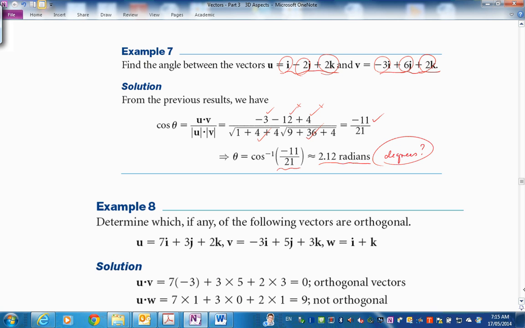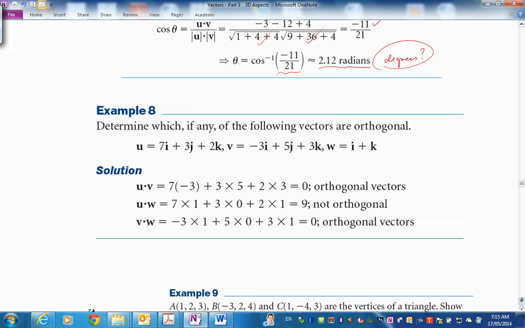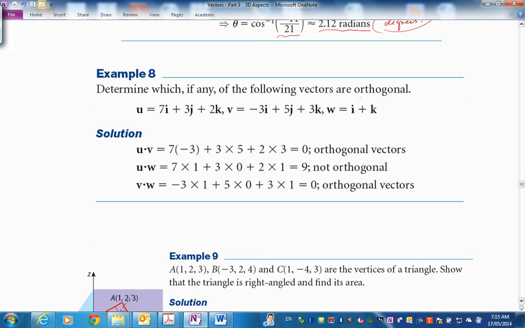Okay, so let's have a look now at this next one. Determine which, if any, of the following vectors are orthogonal. That name is not required in the course: at 90 degrees or at right angles to each other. That's what orthogonal means, at right angles. So it's another way of saying, check whether the angle between these vectors is 90 or not. Okay, so let's check U and V. Are they at 90? Well, let's get their dot product. 7 by neg 3 is that. 3 by 5 is that. 2 by 3 is that. And it comes to naught.